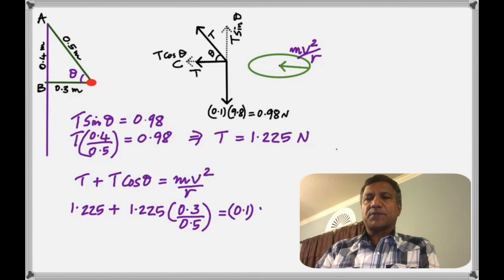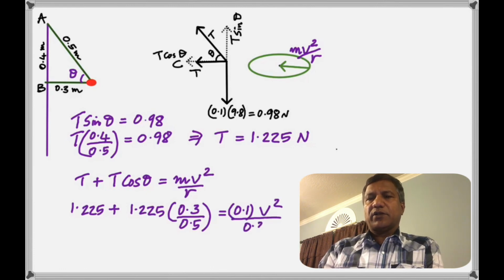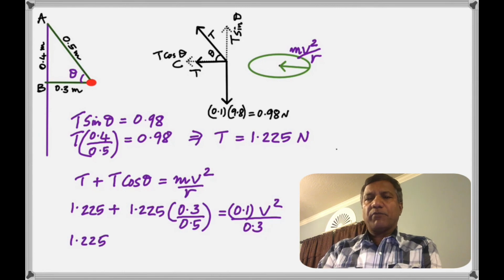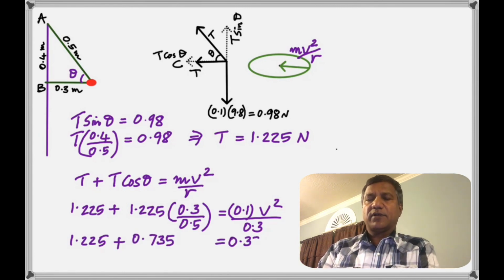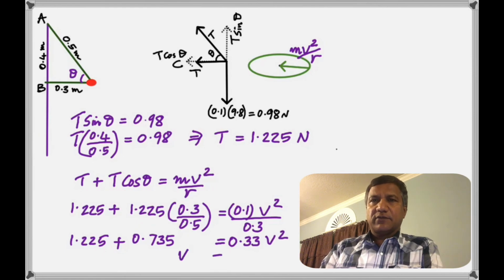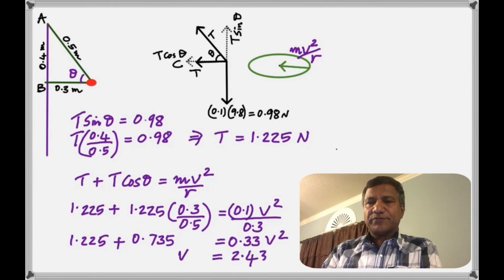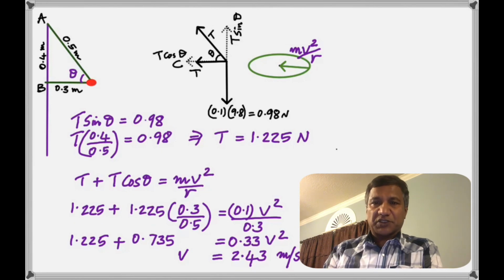When you substitute that, and you have the radius as 0.3, from that equation we can solve for the velocity of the bead. And you get it as 2.43 meter per second.